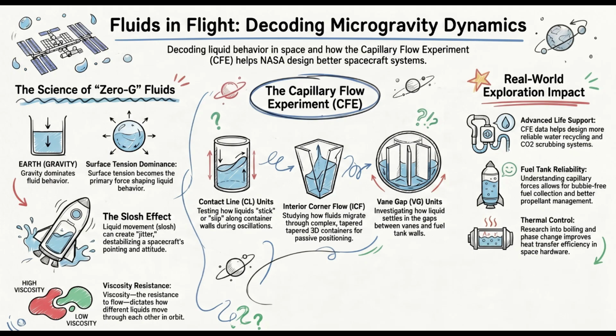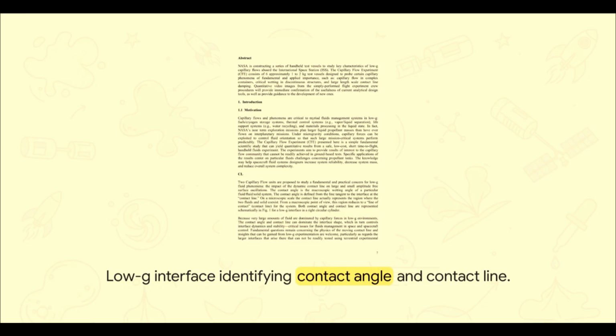When you consider the low-G interface shape of a fluid inside a cylinder, you really have to look at both the macroscopic contact angle and that microscopic contact line, where the fluid, the vapor, and the solid wall all finally meet. Out in space, these tiny microscopic boundary parameters entirely dictate the massive overall interface shape of the fluid. Think about it. If a spacecraft does a maneuver, understanding that exact contact line is literally the only way we can predict how the fluid will slosh and ensure the stability of the entire ship.